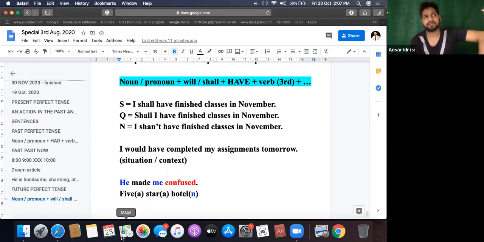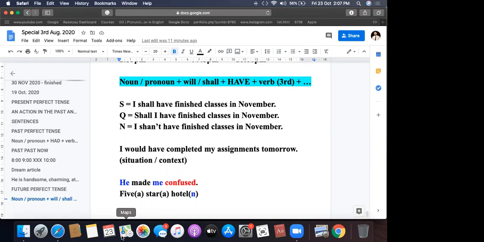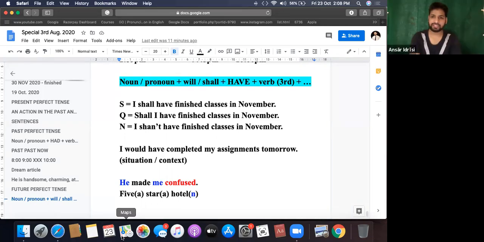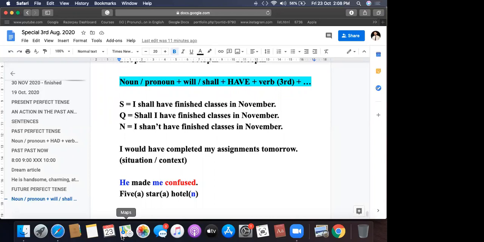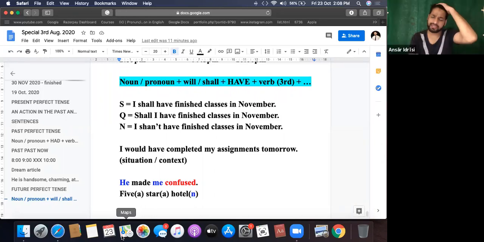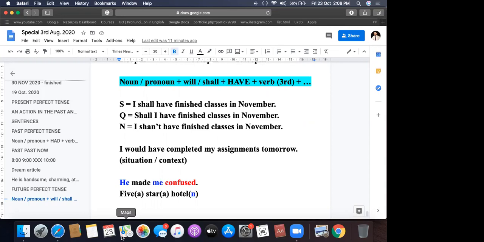Next, I shall reach there. Shall I reach there? I shan't have reached there. Correct. I shall have reached there. Shall I have reached there? I shan't have reached there. Next, I shall have come early. Shall I have come early? I shan't have come early. Good. Next, I shall have built a house. Shall I have built a house? I shan't have built a house.